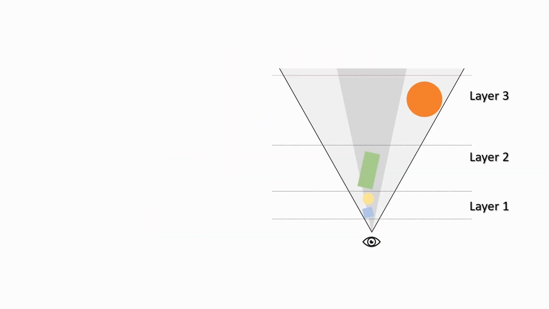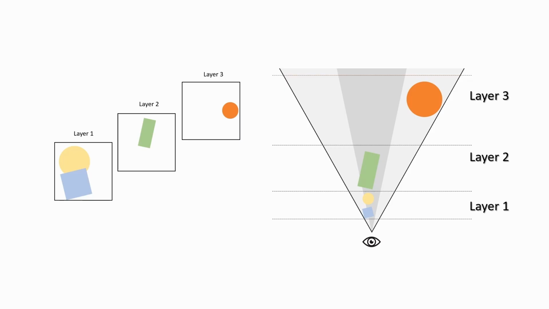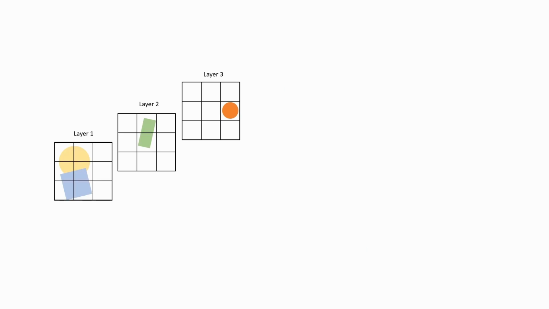Consider the scene with 4 objects. A rendering pipeline would combine all 4 objects into a single image. The 4 objects are located at different depths. The content of every layer is split into tiles. Tiles are a rectangular block of pixels.